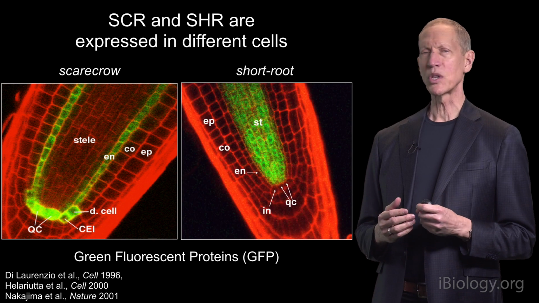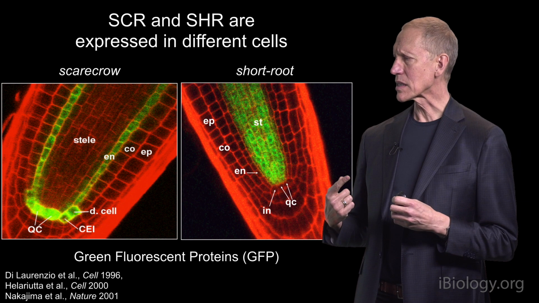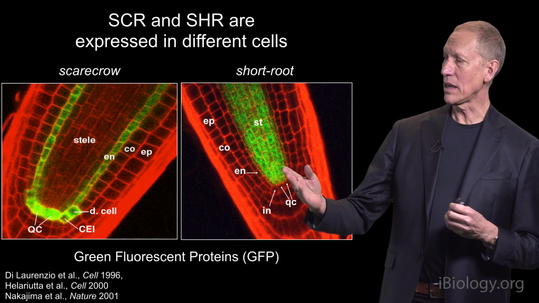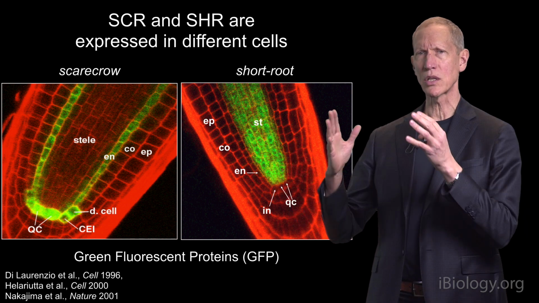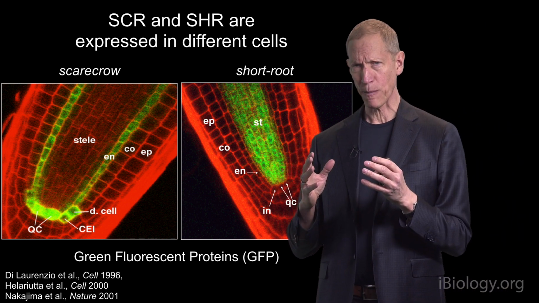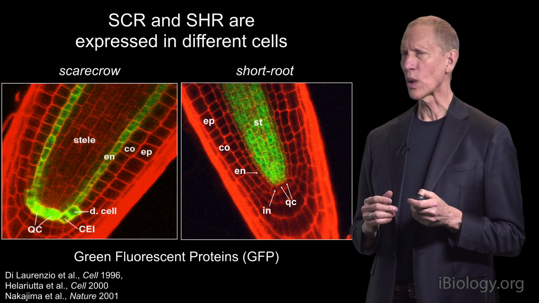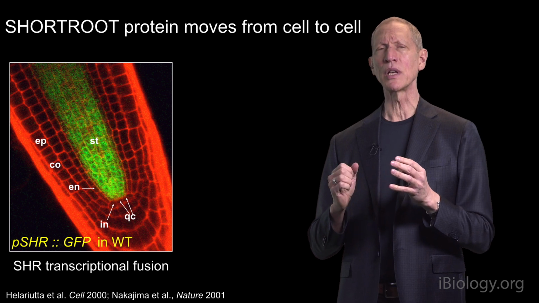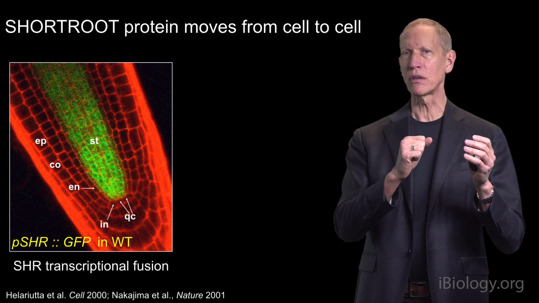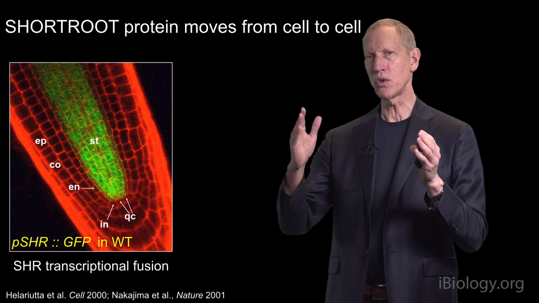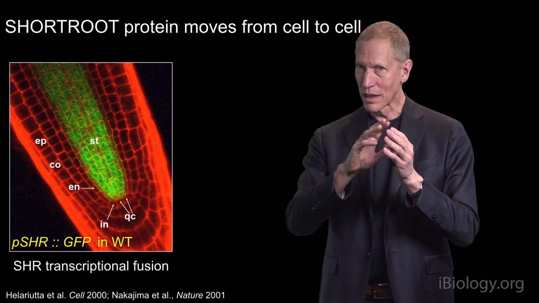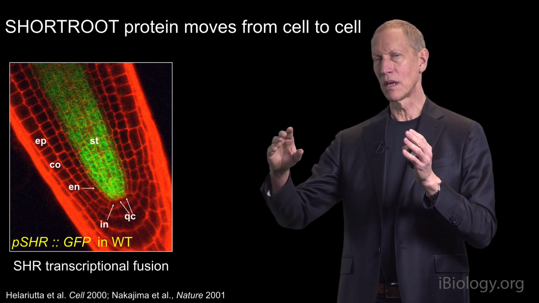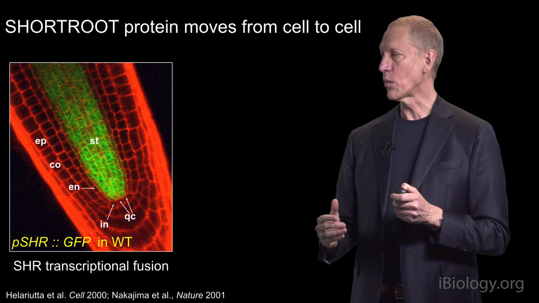But the surprise came with SHORTROOT. SHORTROOT was not expressed in these cells where it has to divide here. Rather, it was expressed only in the internal tissues, the vascular tissue. And so what was going on here? Well, it was only when we looked at the protein of SHORTROOT, and to do this, we used the same promoter, but this time it was driving the coding region of SHORTROOT, that is, the part of the DNA that codes for the amino acids that will make the protein. We fused that to GFP, and what did we see?